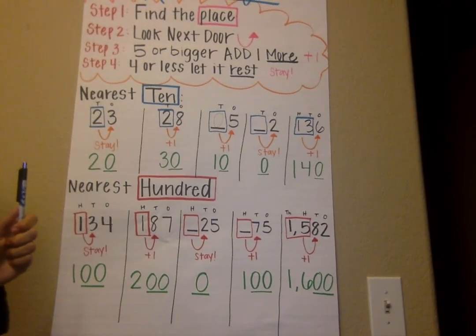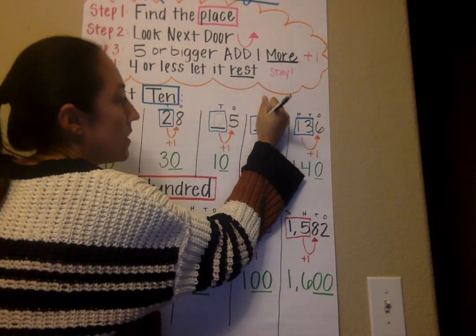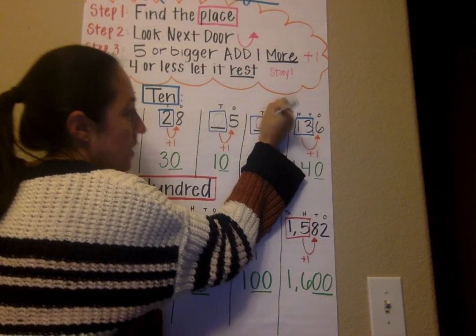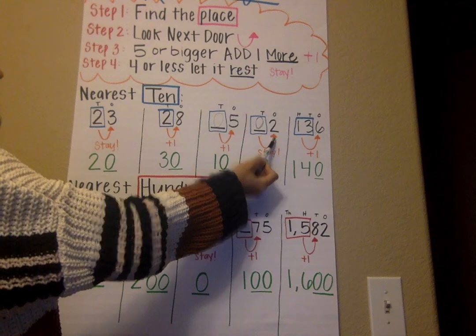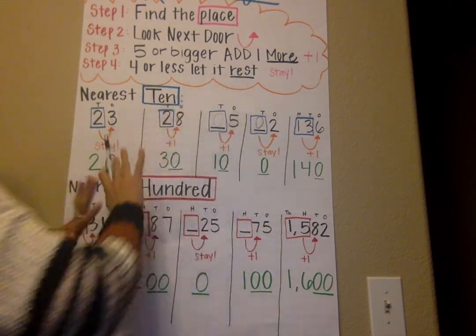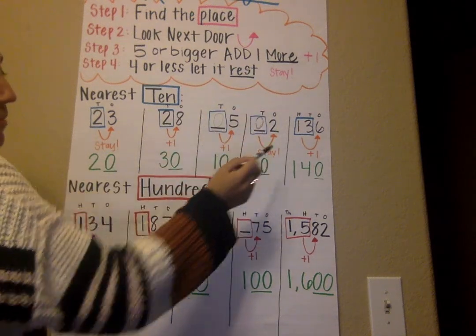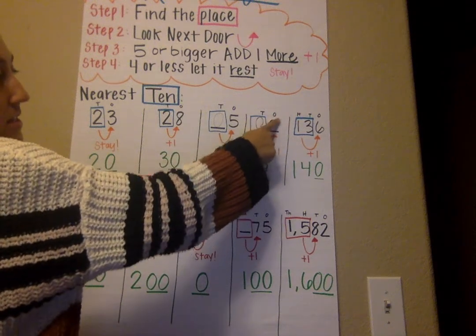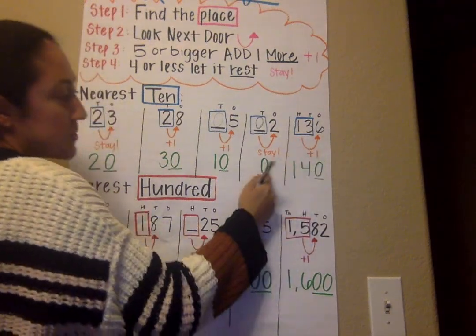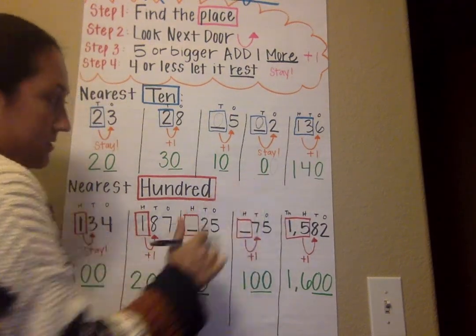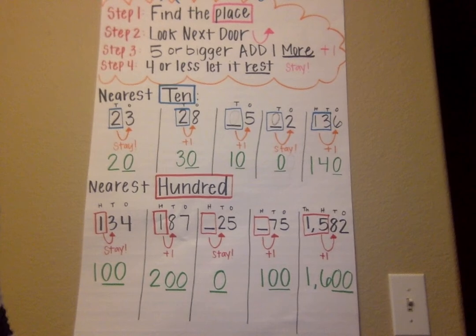Moving on, the number 2. Again, there is no number in the tens place, so I'm going to add a 0 for my placeholder. I'm going to draw an arrow to my neighbor next door. My neighbor next door is 4 or less, so I let it rest. I'm going to write the word stay. So when I put the word stay, that means I'm just going to bring the 0 down, and then because this number is one number, I'm going to add a 0. If I add a 0, the number just becomes 0, 0, so you could just leave it at 0. So 2 rounds to 0 in the tens place.